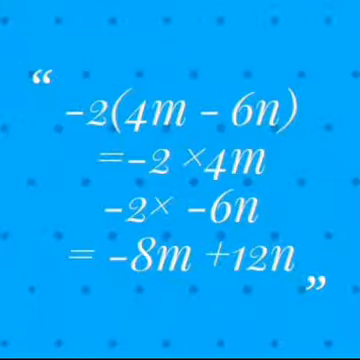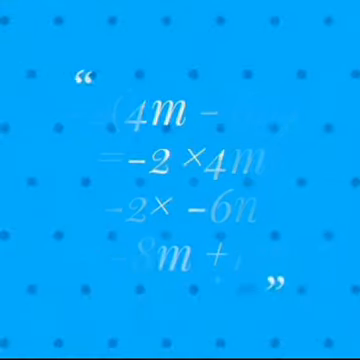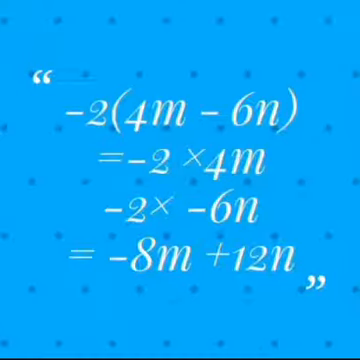Now, let's look at this. E.g., minus 2 bracket 4m minus 6n. We open the bracket, that gives minus 2 times 4m. Also, we take minus 2 again, minus 2 times minus 6n. Minus 2 times 4m gives minus 8m plus 12n. That is, our minus 2 multiplies everything we have inside the bracket. It multiplies 4m and also multiplies minus 6n.